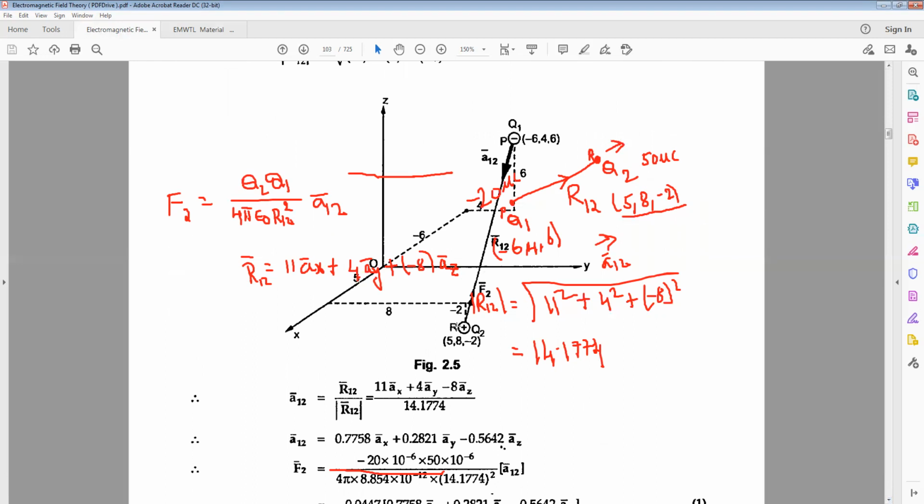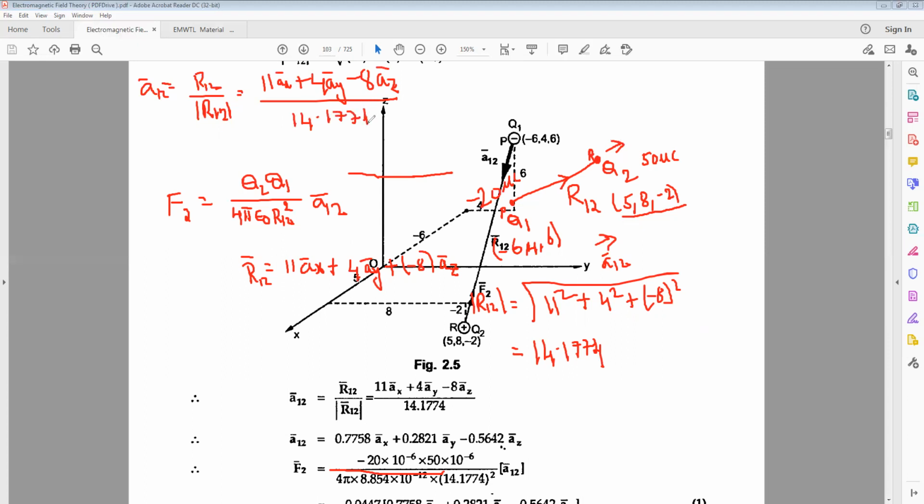See, Q1 and Q2 are placed in this direction. Q1 is at minus 6, 4, and 6, and Q2 is at 5, 8, minus 2. You can find out the unit vector also. So what is the unit vector formula? The unit vector A12 bar is equal to R12 by the magnitude of R12. It's a vector form. What is R12 here? 11 AX bar plus 4 AY bar minus 8 AZ bar, whole divided by the magnitude we got.